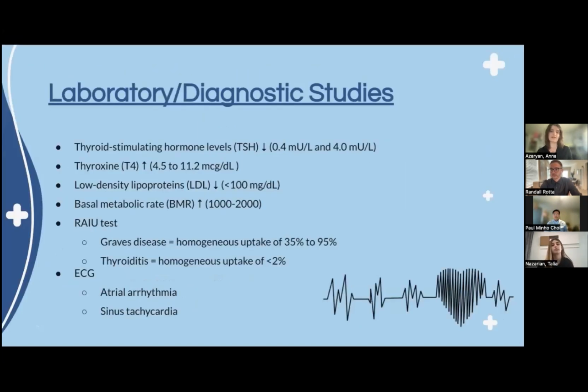So for laboratory and diagnostic studies, we may see a decreased TSH and LDL level, as well as an increased T4 and BMR level. Another test that we can do is the RAIU test, which is the radioactive iodine uptake test. This distinguishes Graves' disease from other forms.